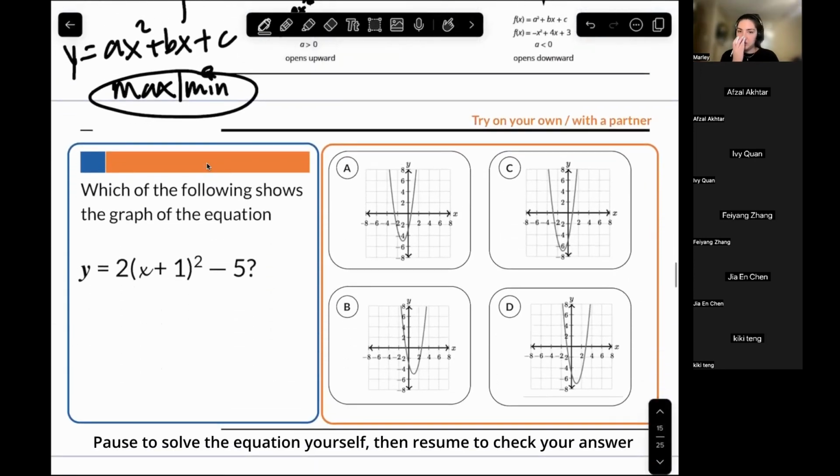Just to practice with our vertex form real quick, which of the following shows the graph of this equation?